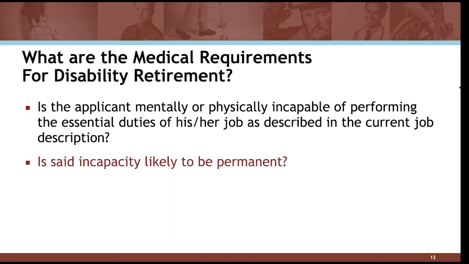Now, just a note on permanency. Permanency is not what you may think. You may consider permanent to mean lifelong, which is generally the accepted meaning. However, the standard for permanency, as it applies to disability retirement, is it cannot be determined when it will end. This is very different from the lifelong meaning, the reason for many questions from retirees about this. So now we've discussed service and medical requirements. Next slide.